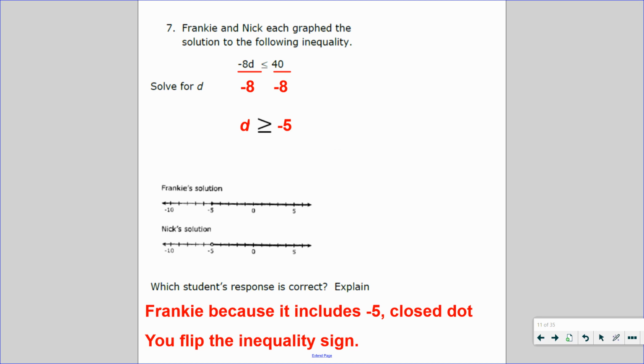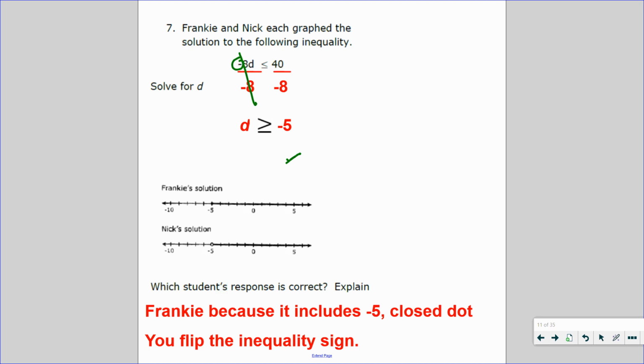So Frank and Nick each graph the solution to the following inequality. Solve for D. So we divide, because this is a multiplication. We divide both sides by negative 8. Cancel. And then this negative means you do the opposite. So we flip the inequality sign from less than or equal to, to greater than or equal to. D is greater than or equal to negative 5.